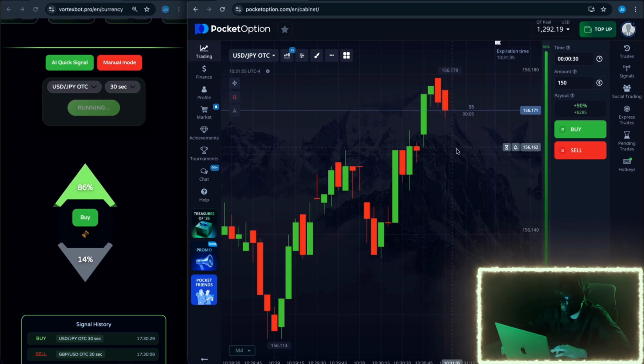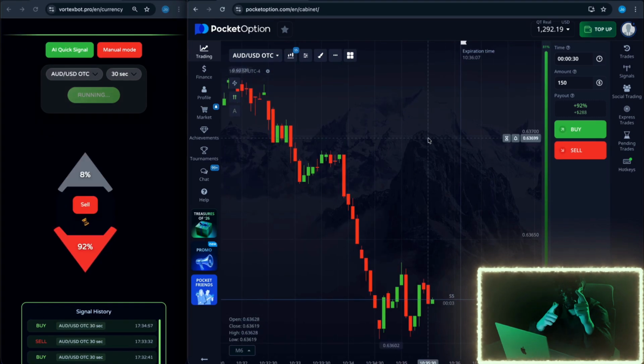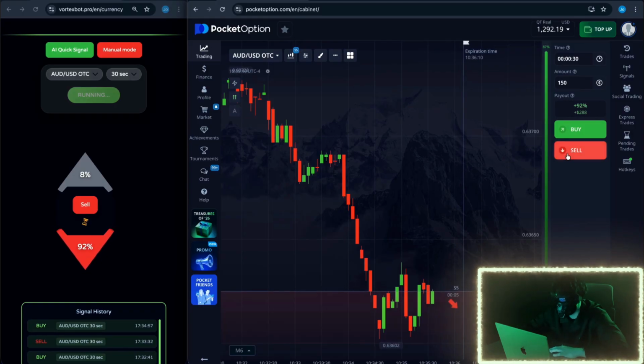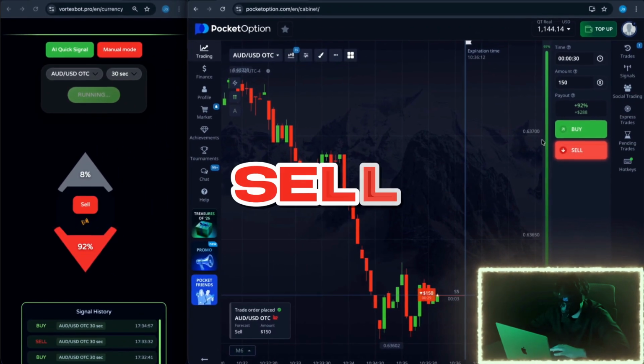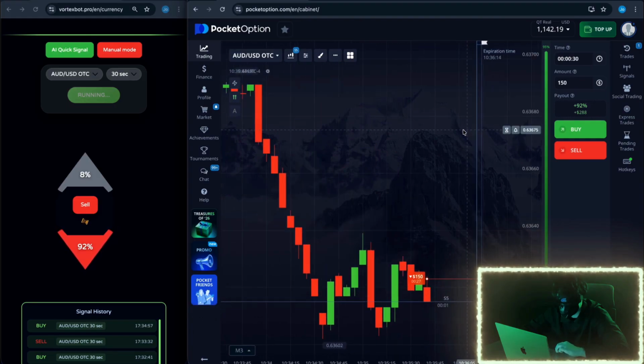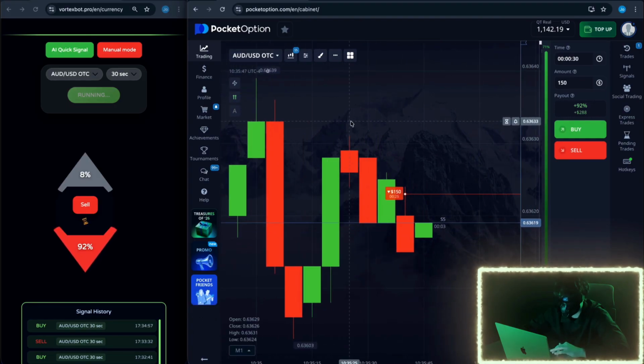Oh my god, I really enjoy trading with VORTEX. So guys, I've switched to the next currency pair. As we can see, we've received a sell signal. I've already activated the bot, set it up, waited for the signal, and opened a trade to go down.